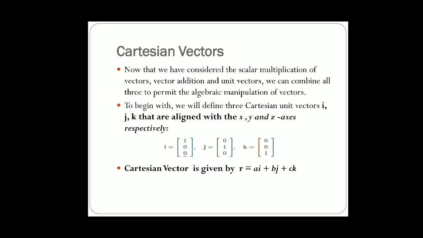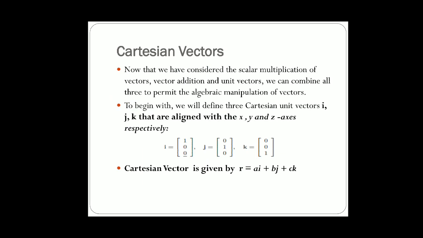Next is Cartesian vectors. How do we form Cartesian vectors? Now that we have considered the scalar multiplication of vectors, vector addition and unit vectors, we combine all three to permit the algebraic manipulation of vectors. So the combination of Cartesian vectors will be a combination of your addition, multiplication as well as unit vectors. To begin with, we will define three Cartesian unit vectors i, j and k.